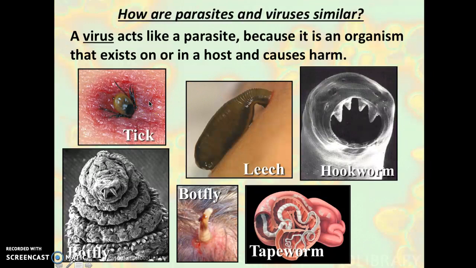So again, some examples of parasites that you learned in the previous notes that Miss Owens gave you. You've got the tick, the leech, the hookworm, the botfly. There's 2 pictures of that there, and then the tapeworm as well. And if you did not listen to those notes, please go back and listen to Micro 1 because Ms. Owens goes into great detail about some of these parasites here.